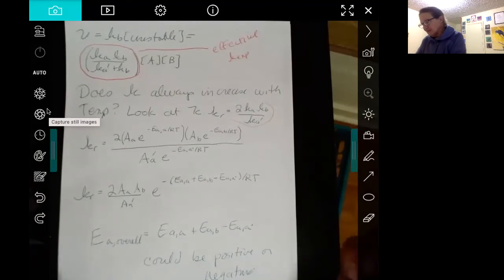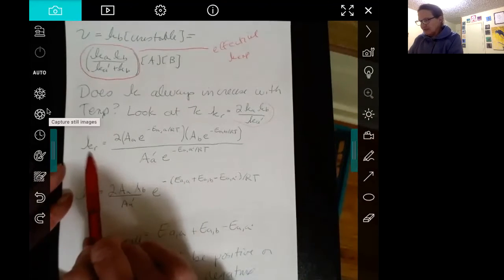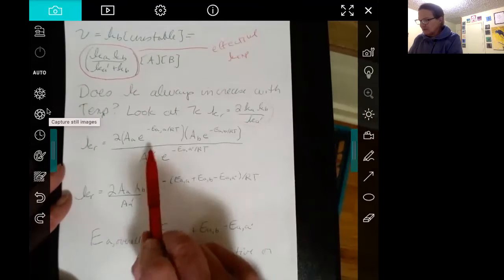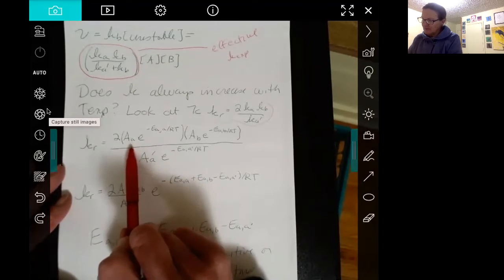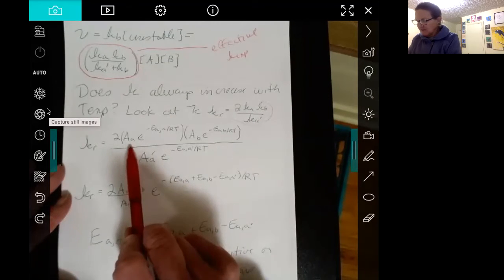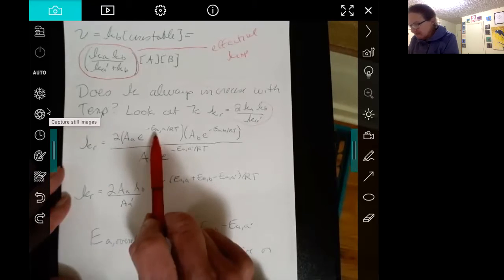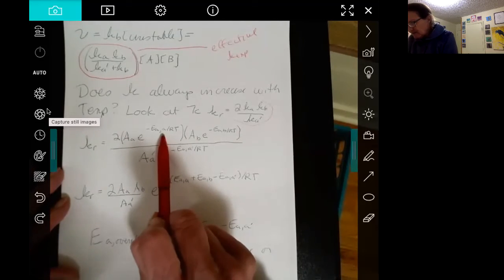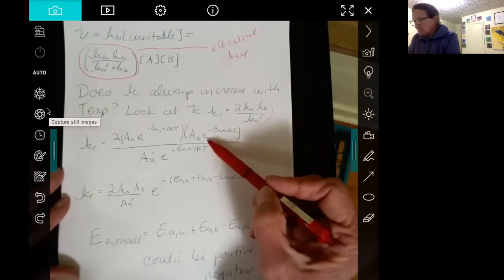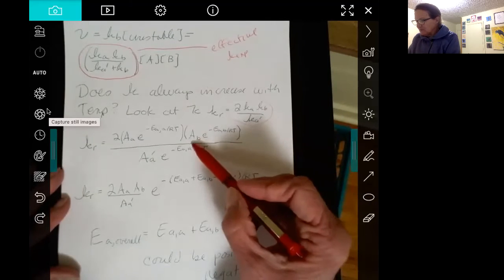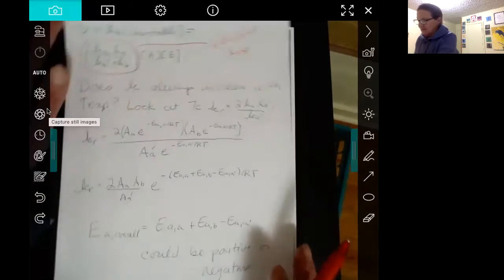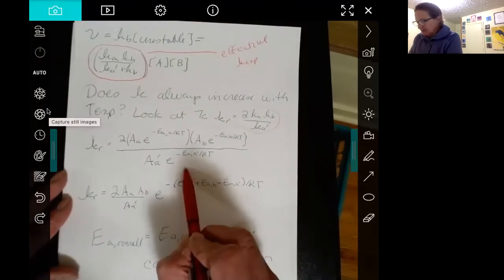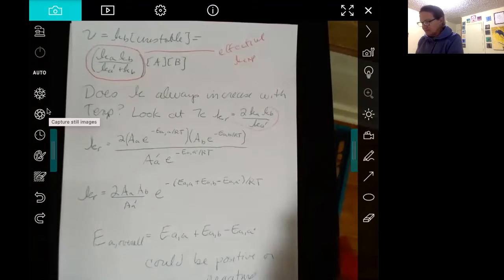So will that always increase with temperature? If you plug in, so our K for a reaction is 2 times the Arrhenius equation for the rate constant for the forward reaction number 1. So it'd be AA, the pre-exponential factor, e to the minus activation energy for the A reaction divided by RT, multiplied by KB, which is AB, e to the minus EAB over RT. And then in the denominator, you have another rate constant for a reverse reaction.